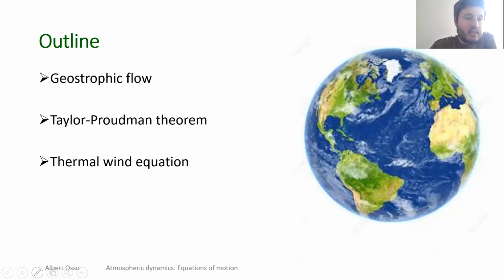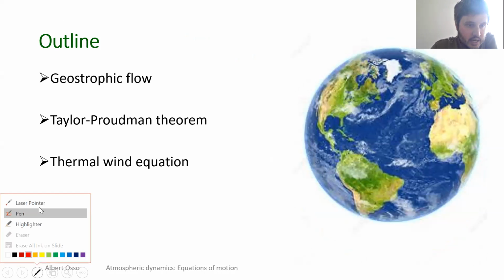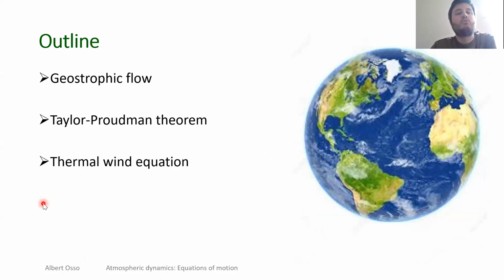Let me get this laser pointer. So we are going to see the geostrophic flow, and then I'm going to introduce a theorem called the Taylor-Proudman theorem. And then finally we will see something called the thermal wind equation. That is as well a very good approximated description of a large scale flow in the atmosphere.